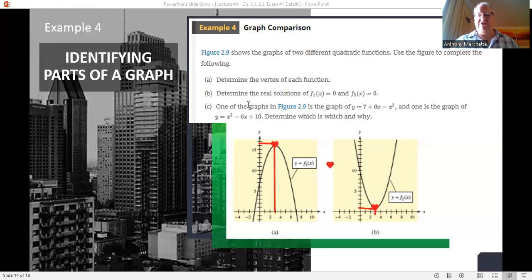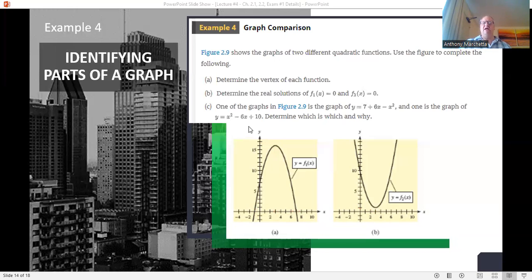For B, it says, determine the real solutions of f1 of x equals 0 and f2 of x equals 0. See how it says f1 of x? That just means the first function. So when is it the case that y equals 0? Specifically at these places. y equals 0, right here at -1, and right here at 7. For this one, y never ever equals 0. So in the case of part B, there is no position where it equals 0.